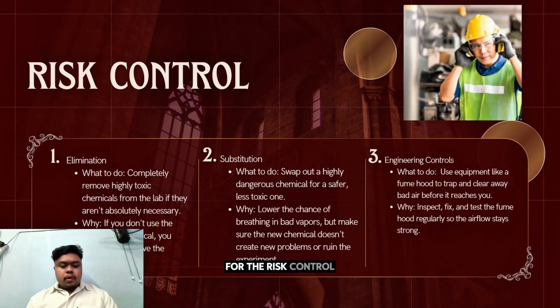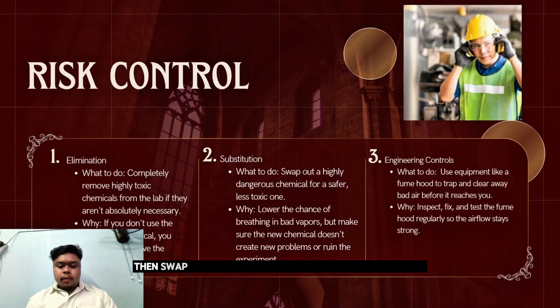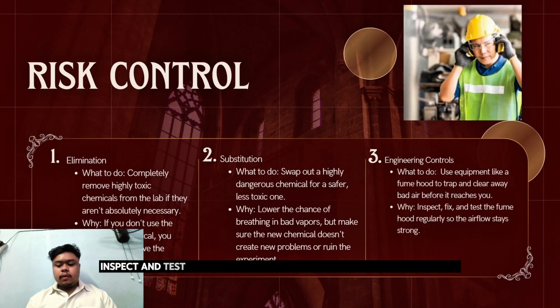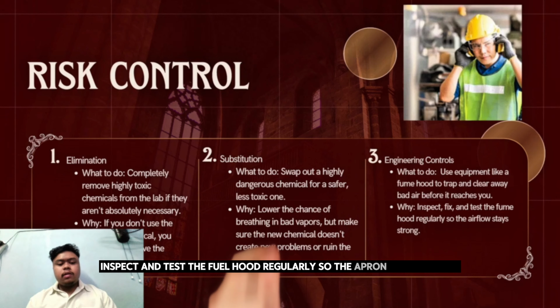For the risk control, completely remove highly toxic chemicals from the lab if they are not absolutely necessary. If you don't use the dangerous chemical, you completely remove the danger. Then, swap out a highly dangerous chemical for a safer, less toxic one. Lower the chance of breathing in bad vapors, but make sure the new chemical doesn't create new problems or ruin the experiment. Next, use equipment like a fume hood to trap and clear away bad air before it reaches you. Inspect, fix, and test the fume hood regularly so the airflow stays strong.